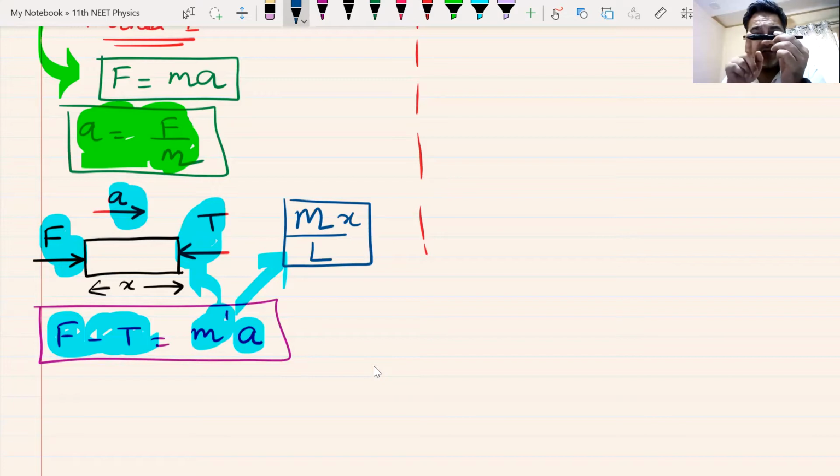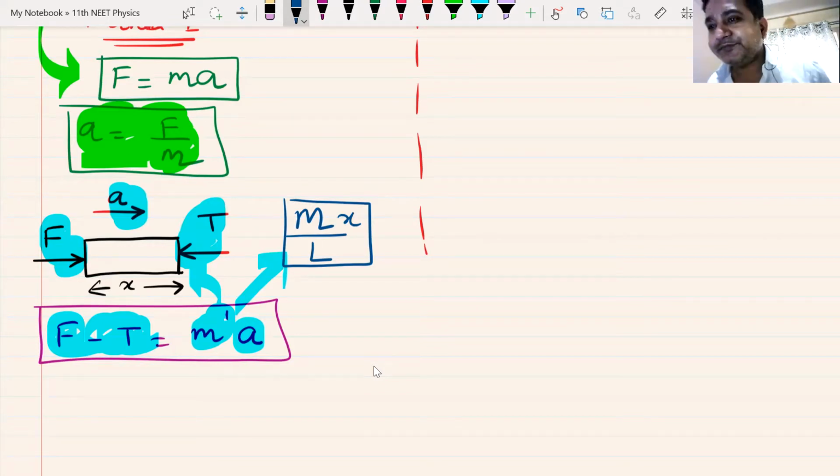This is the rod. The length of this rod is L. The mass of this rod is m, and it is uniform. So if I have half of the rod, the mass is m by 2. If I have 1/4 of the rod, the mass is m by 4. So how do I get it? M divided by total length L multiplied by the length of this portion.